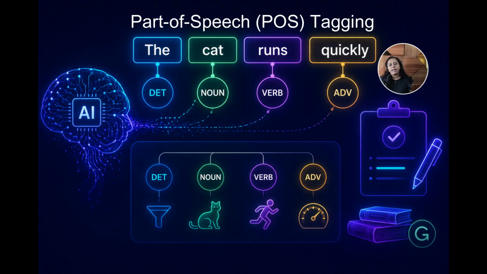Part of speech tagging, POS tagging, identifies the grammatical role of each word. For example, the cat runs quickly. The model identifies the determiner the, cat as a noun, runs as a verb, and quickly as an adverb. In real-world systems, grammar checking tools like Grammarly rely on POS tagging to understand sentence structure.